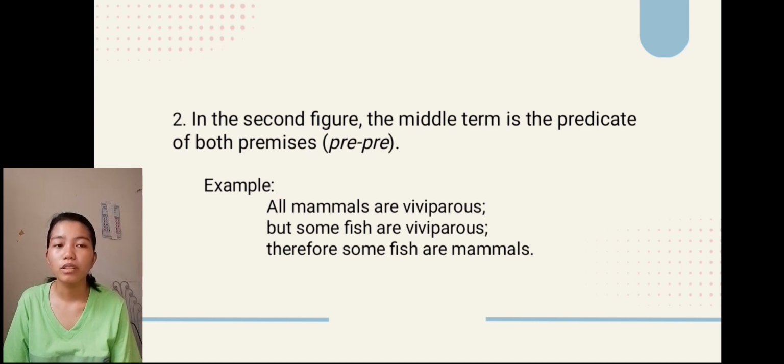So it is the fallacy of undistributed middle term in the example of all mammals are viviparous, because the major and minor premise are all affirmative. Okay. So it is considered as the fallacy of undistributed middle term.